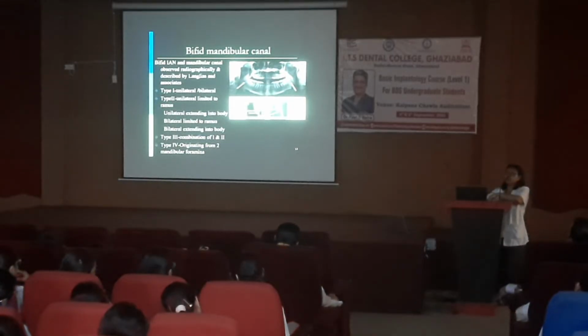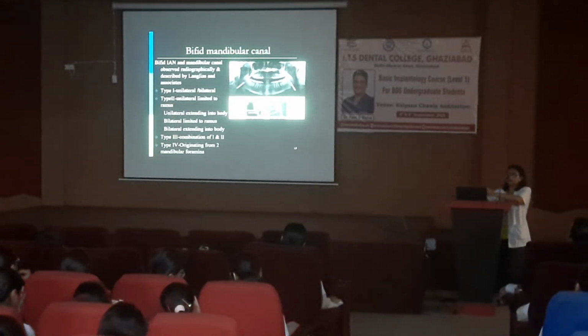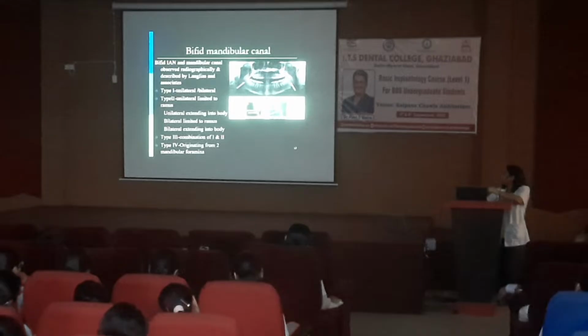Then you have to know that there are bifid canals. There can be various morphological types. It can be unilateral, bilateral, unilateral extending only till the body, only in the ramus, or anteriorly. So this you can easily detect on the CBCT. Even in the radiograph, the OPG that you take, you can detect.